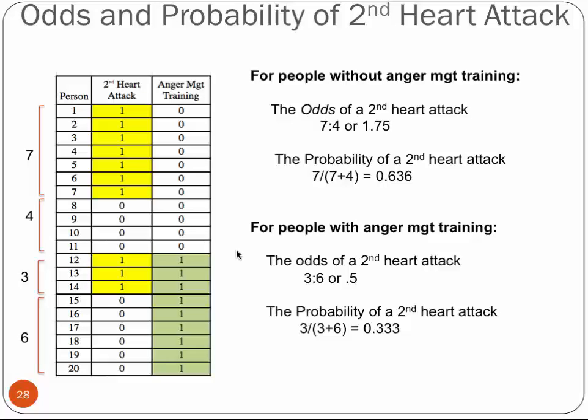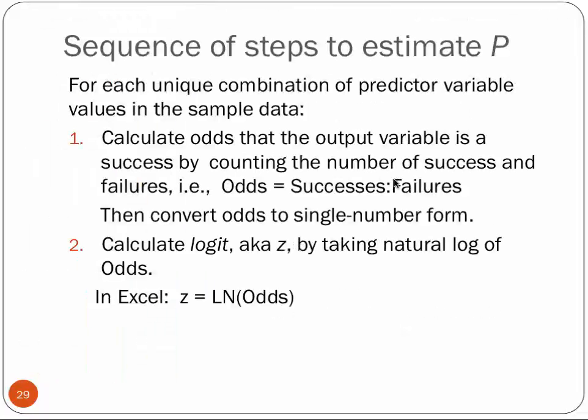Now let's look at the other scenario where people did take the training. The odds of a second heart attack is 3 heart attacks to 6. So that's 3 to 6, or the odds of 0.5. The probability of a second heart attack is the 3 successes over the 3 plus the 6 failures, and that equals 0.333. So we have a 1/3 chance of having a heart attack if we have taken the training, and we have almost a 2/3 chance of doing it if we've not taken the training. And understanding this will help us as we work through the rest of this problem.